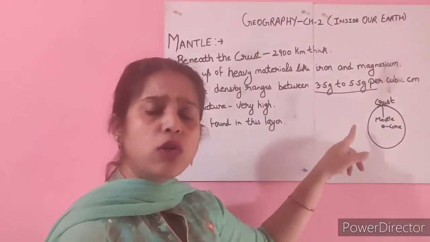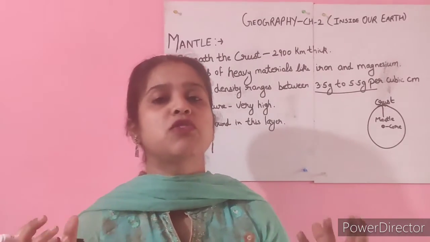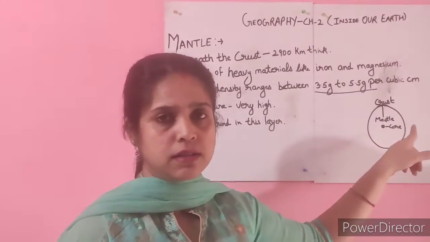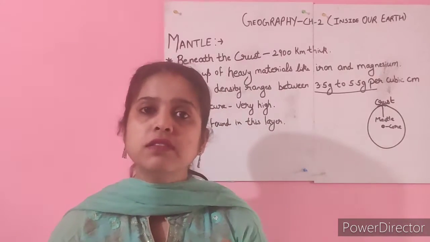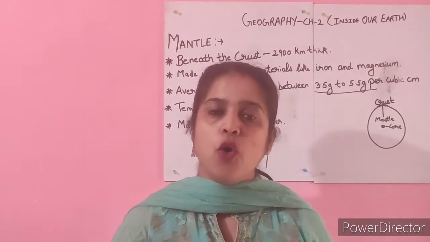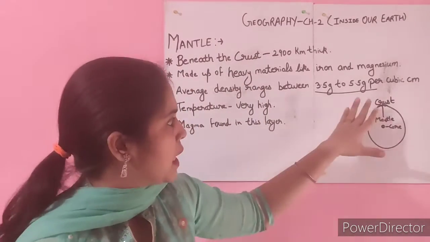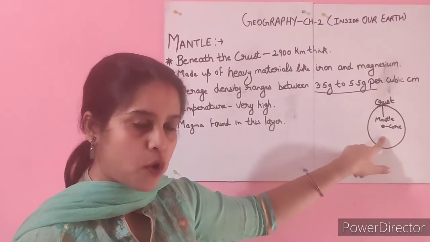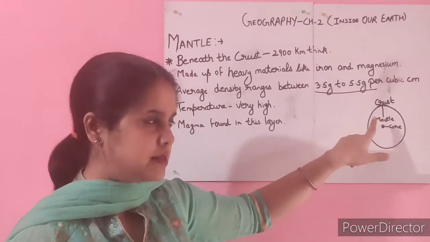Then, magma is also found in this layer only. Magma is the molten rocks, the molten material. Clear about mantle? I am telling you once again. Listen carefully. Mantle, first thing to remember is, just below the crust we have the mantle, which is 2900 kilometer thick. Mantle is between crust and core. Here we have the crust, and the core, and in the middle between crust and core we have the mantle.